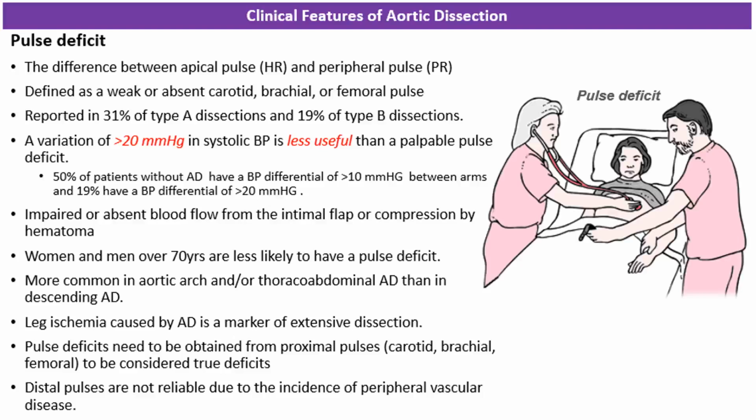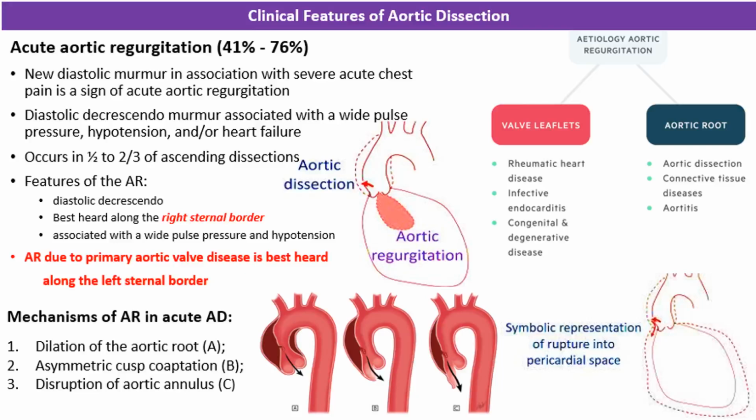Patients with a pulse deficit have a higher rate of in-hospital complications and mortality compared with those without a pulse deficit. Therefore, a rapid bedside pulse examination can provide important information in the diagnosis of acute aortic dissection and those at risk for complications. Aortic dissection that propagates proximal to the initial tear can involve the aortic valve. A new diastolic murmur in association with severe acute chest pain is a sign of acute aortic regurgitation.